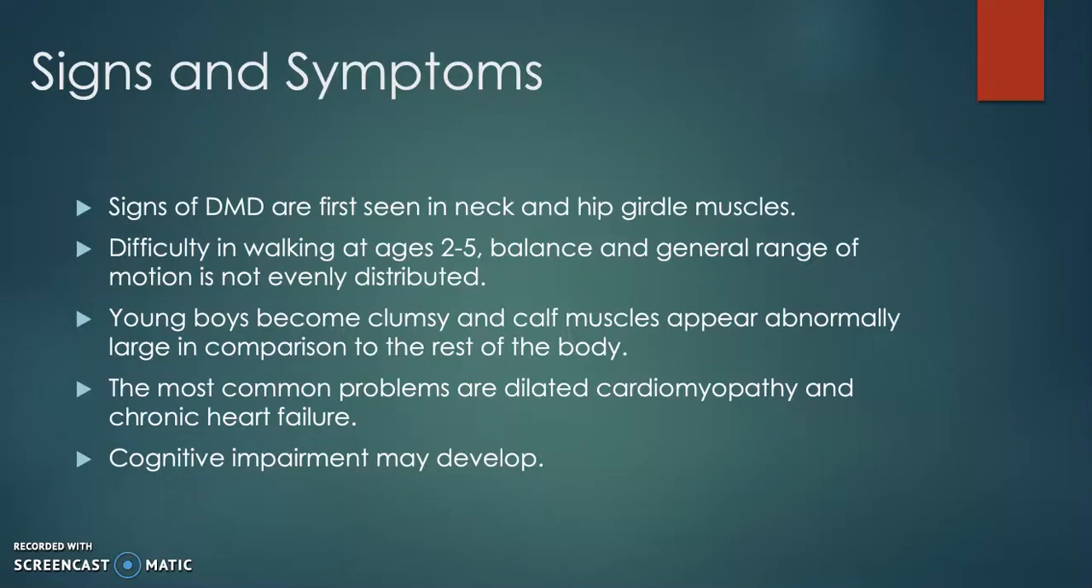The most common problems are dilated cardiomyopathy and chronic heart failure. And we talked about the dystrophin and release of actin within the muscles, and that is the reason. Cognitive impairment may develop as the dystrophin within the body is going to cause brain cell, it's going to destroy their brain cells, basically.